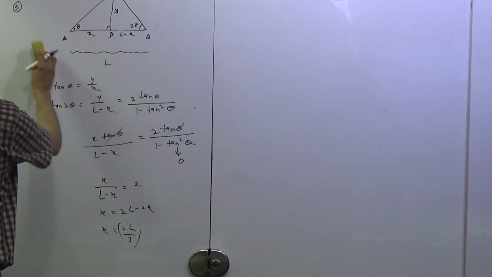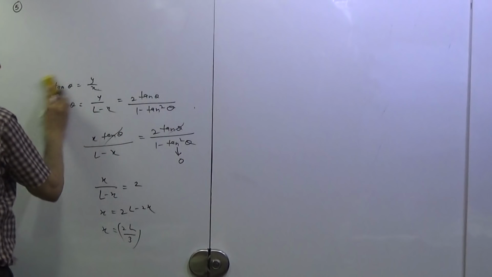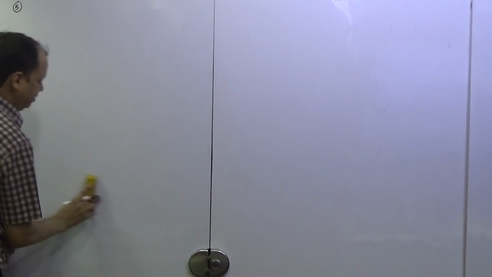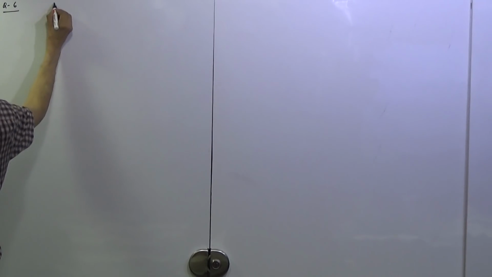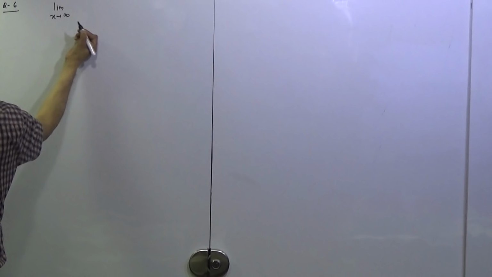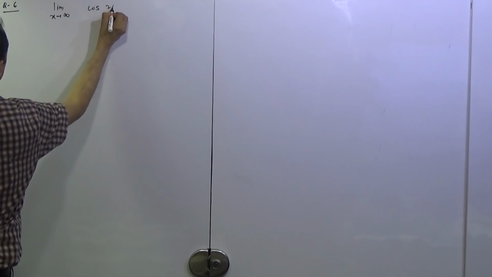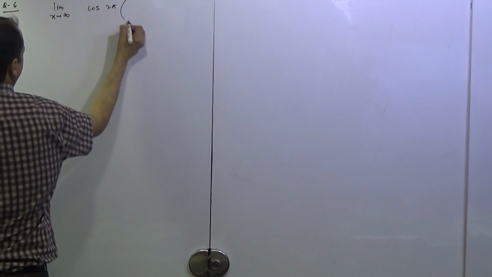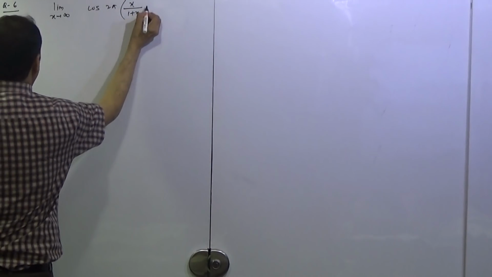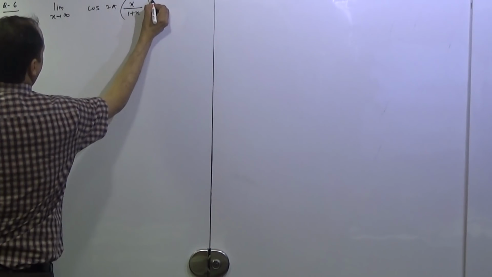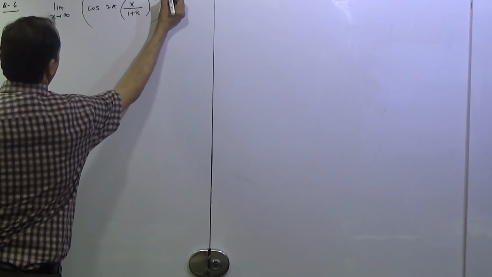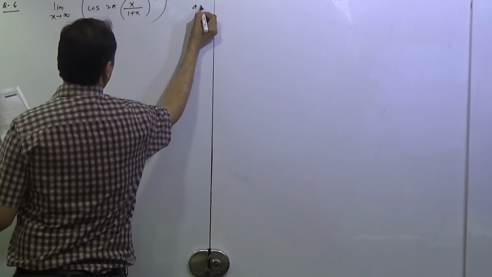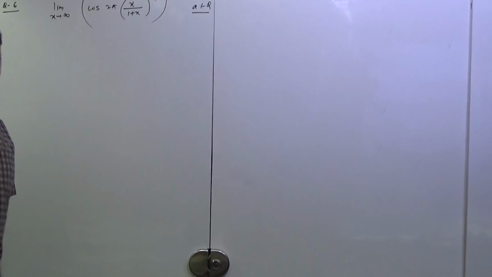Question number 6, or I must say example number 6. He is asking to solve a limit: x approaching towards infinity, cos of 2 pi, x upon 1 plus x, raised to power a, the whole raised to power x square. I guess we have done this question in class. We must write a belongs to Q here instead of R. Yes, sir.